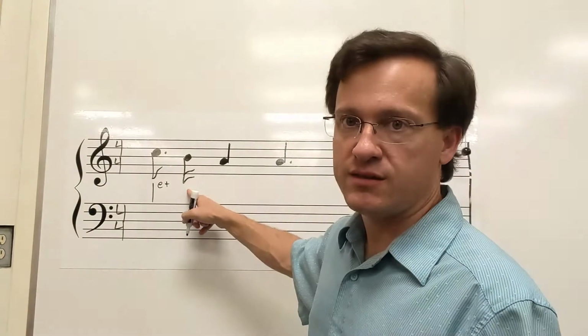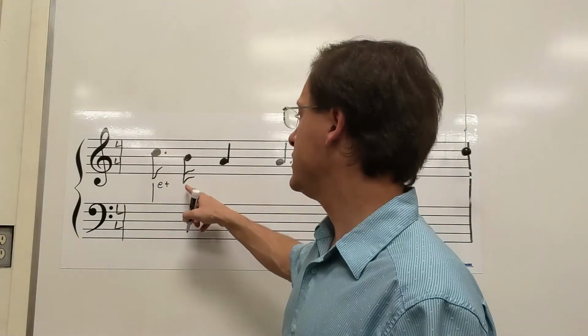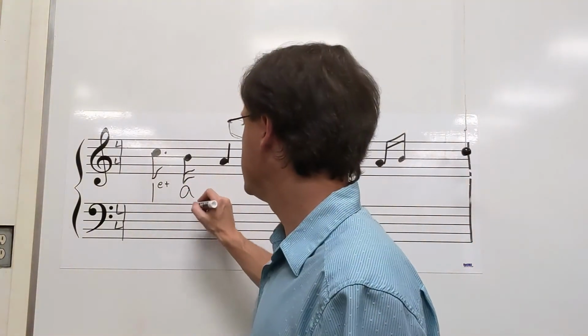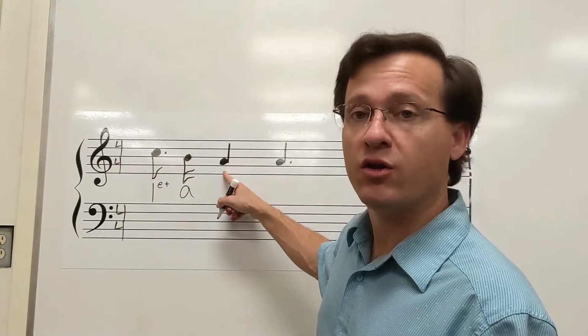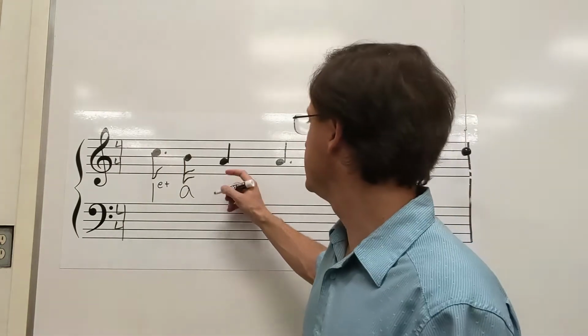And then we have a 16th note here, and that is going to be all by itself. It's going to be a. And now we have, what is this? This is a quarter note. It's a whole beat, so it'll be 2 e and a.